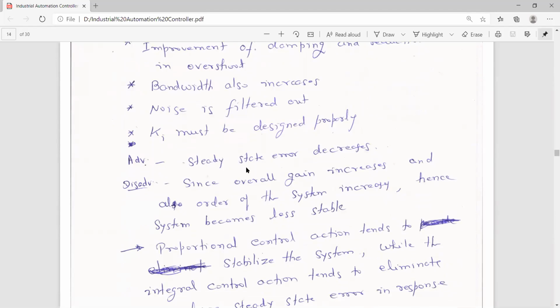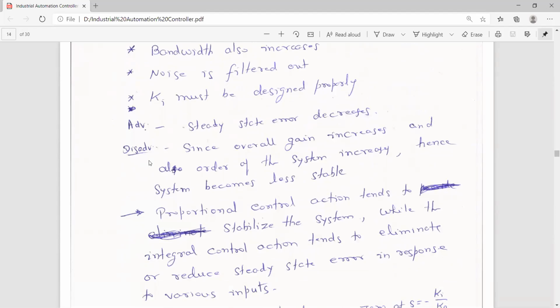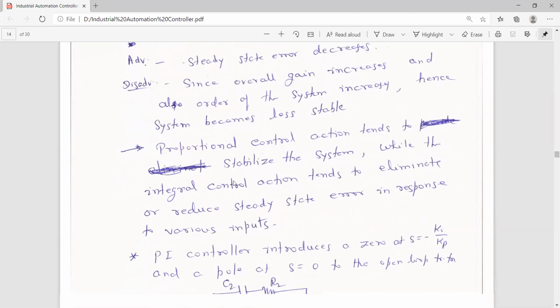So the advantage is that the steady state error decreases. When we use the PI controller, the major advantage is that the steady state error is going to be eliminated. And the drawback: since the overall gain is going to increase, the order of the system is going to increase, hence the chances are the system will become unstable. Overall, the system will become less stable. So this is the major drawback.